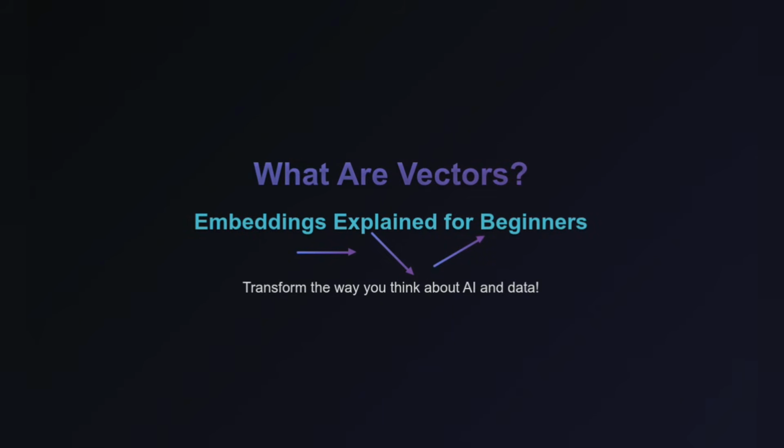Today, we're diving into one of the most fundamental concepts in AI and machine learning: vectors and embeddings. If you've ever wondered how computers understand words, images, or even your preferences on Netflix, you're in the right place. By the end of this video, you'll understand exactly what vectors and embeddings are, why they're everywhere in AI, and how you can start using them yourself. So let's jump right in.